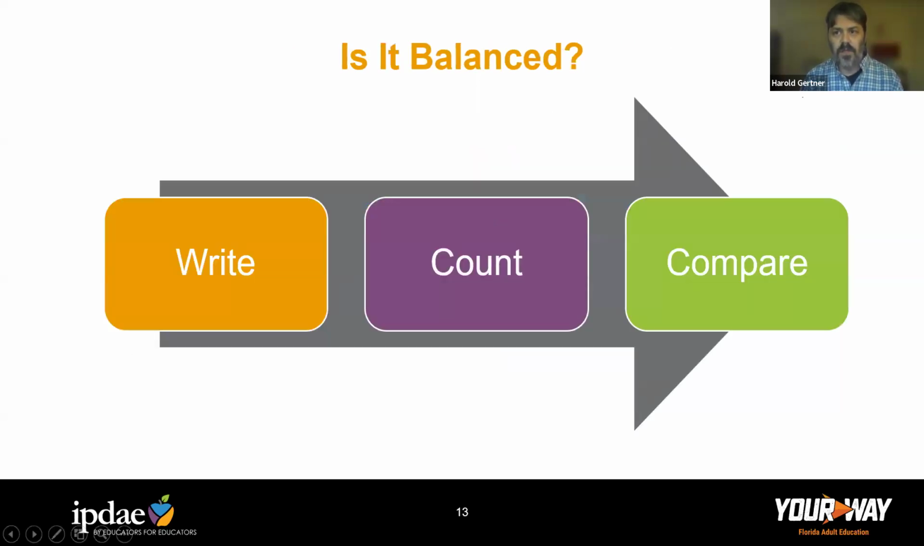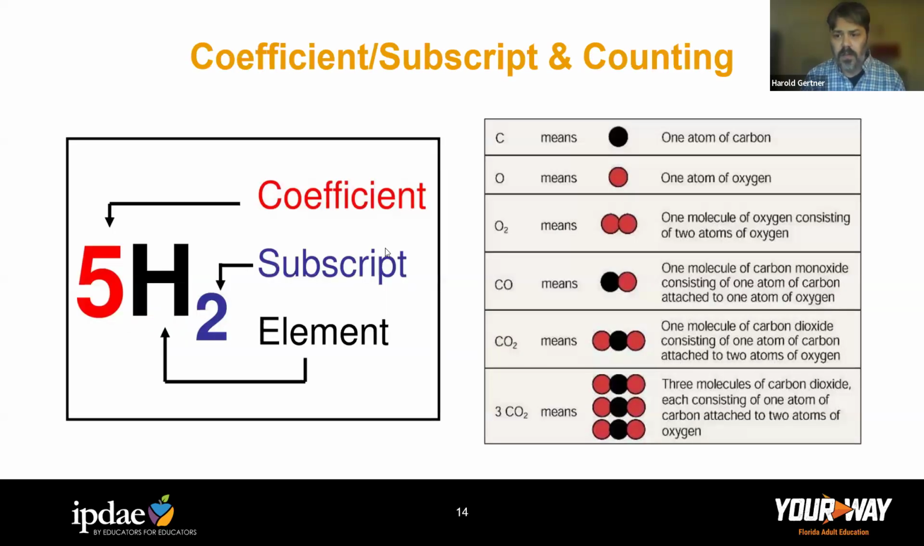To find out if it's balanced, we're going to do a simple process. We're going to write out the equation, count all the pieces of the equation, and compare those. We're going to put the pieces in a nice table of reactants and products for each element in the equation. And to do that, we have to help our students understand the relationship between coefficients and subscripts and counting.